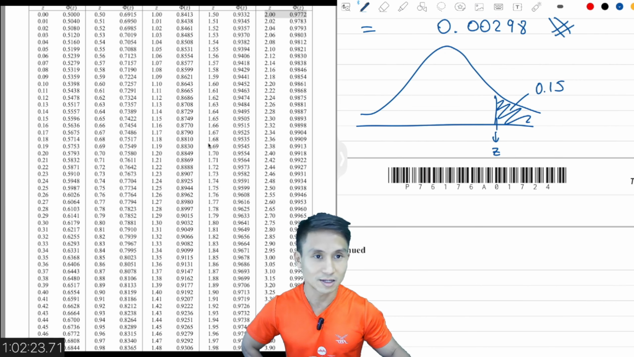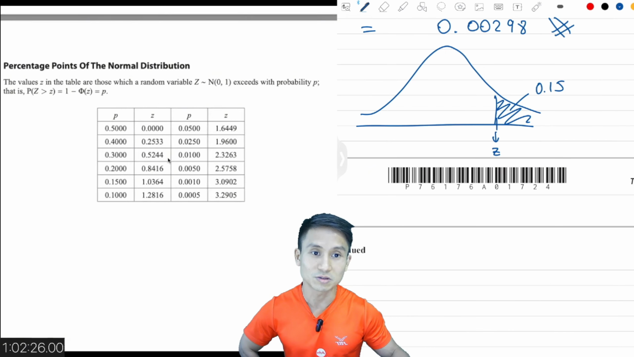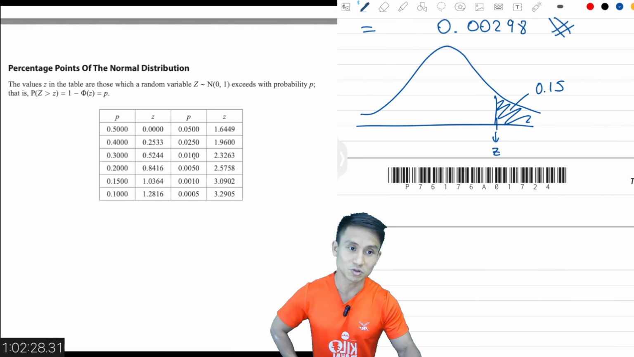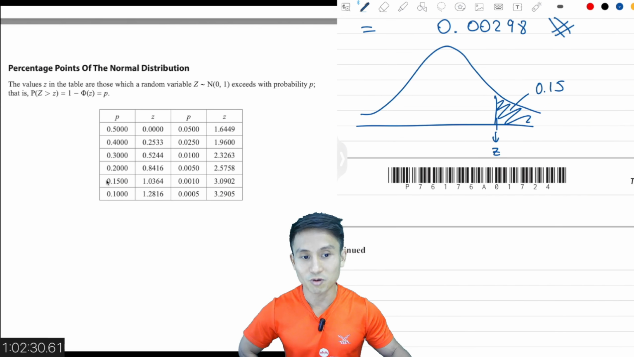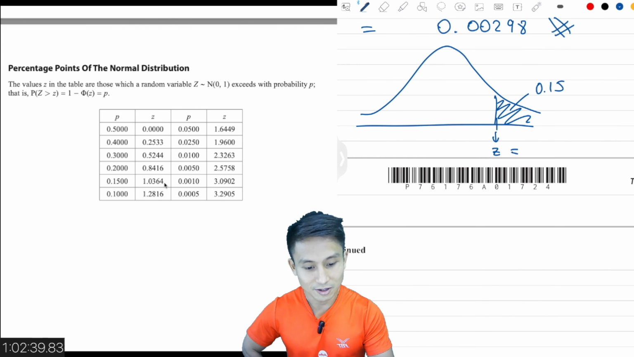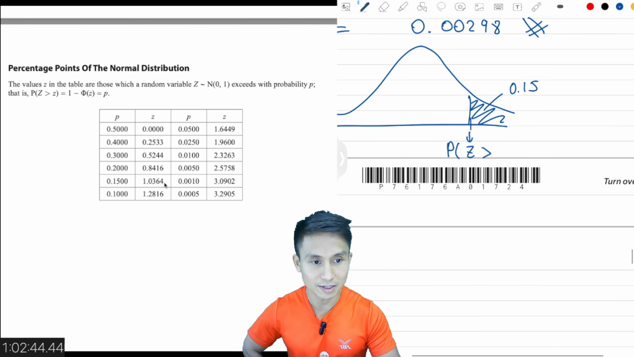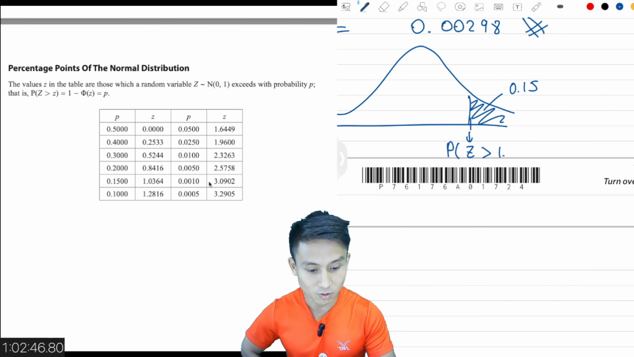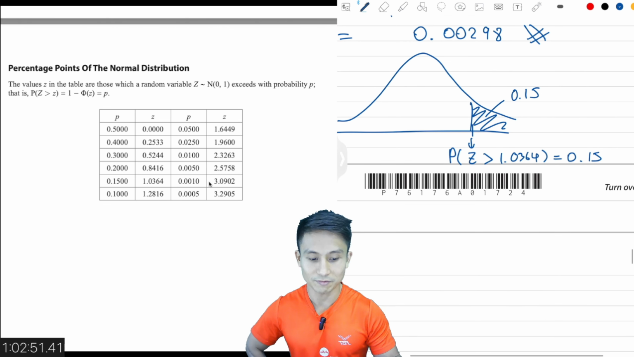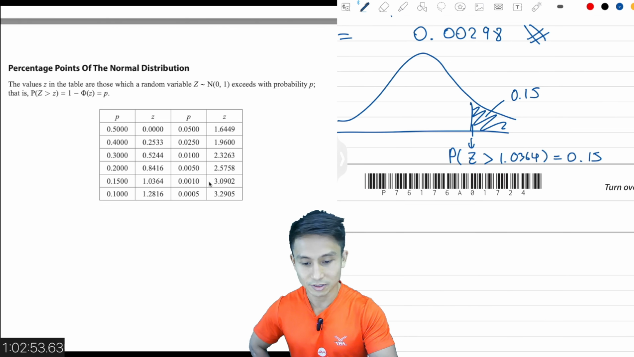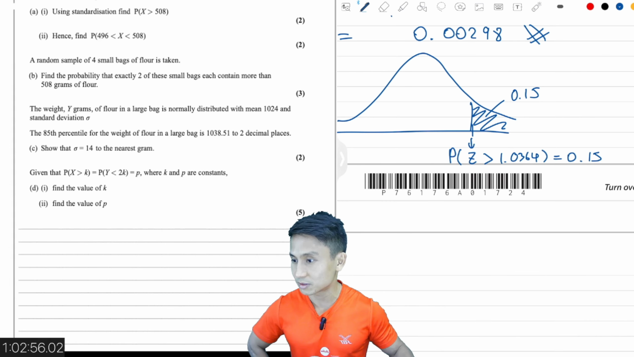So if we look at the table, we should look at the small one, which is the percentage points of the normal distribution here. We happen to have that the probability of the right tail, which is this guy here, being 0.15 corresponds to the z value of that. Yeah, so I just say P of z greater than 1.0364 is just exactly 0.15. So we're going to use this z value, right? Okay, let's get back to the paper.